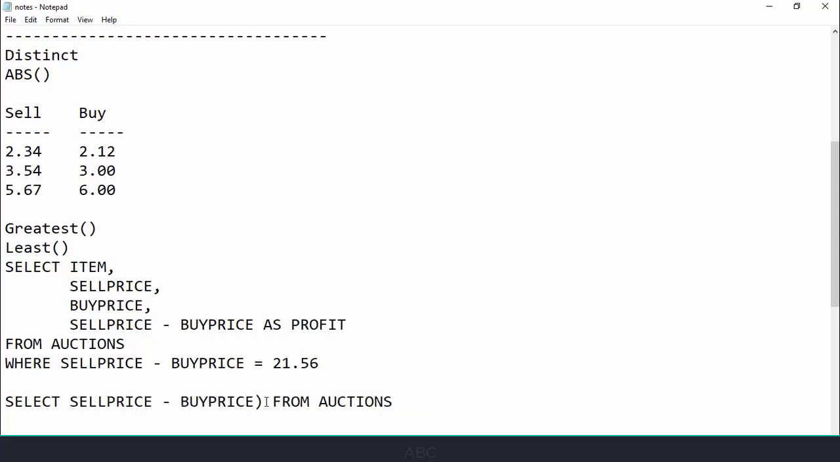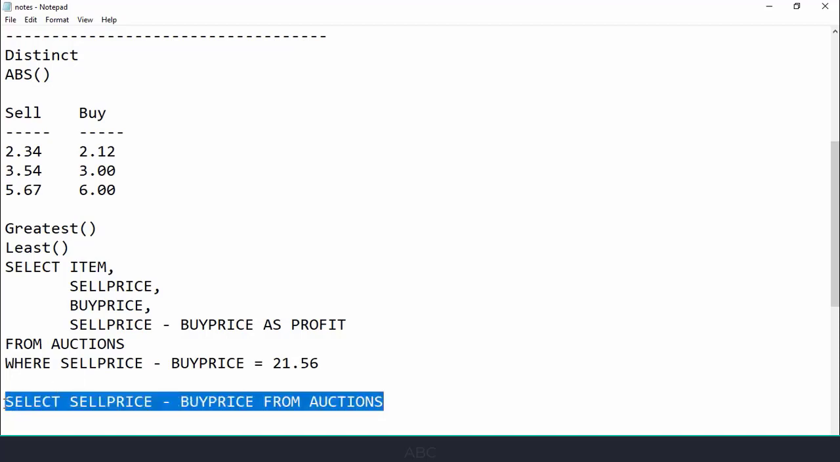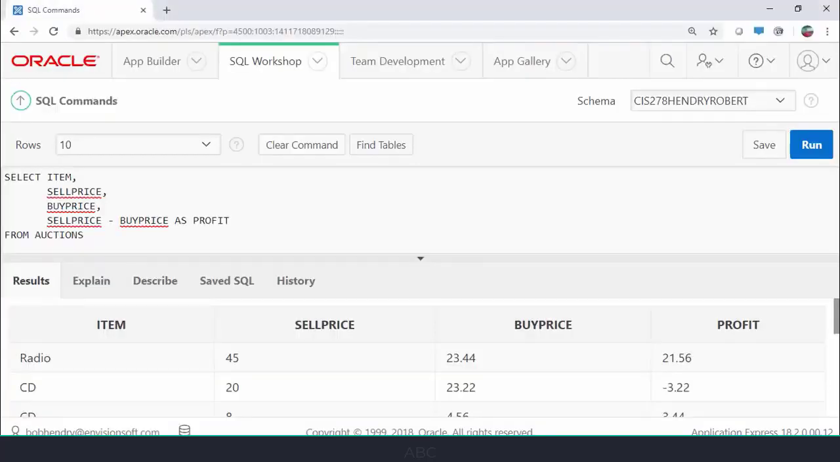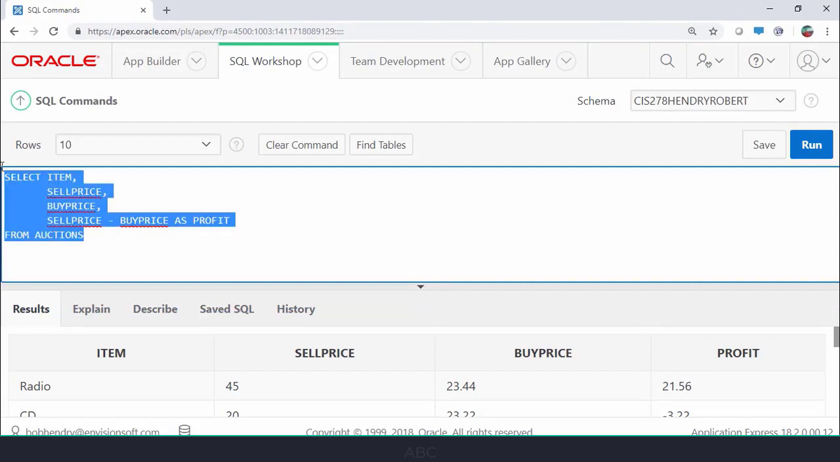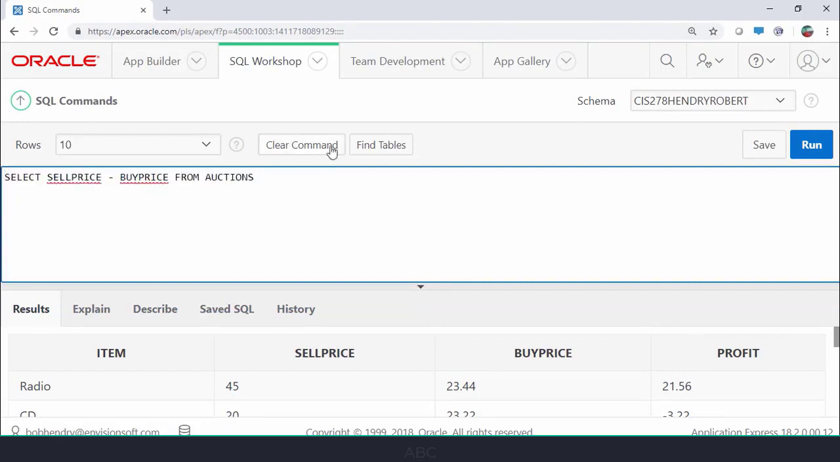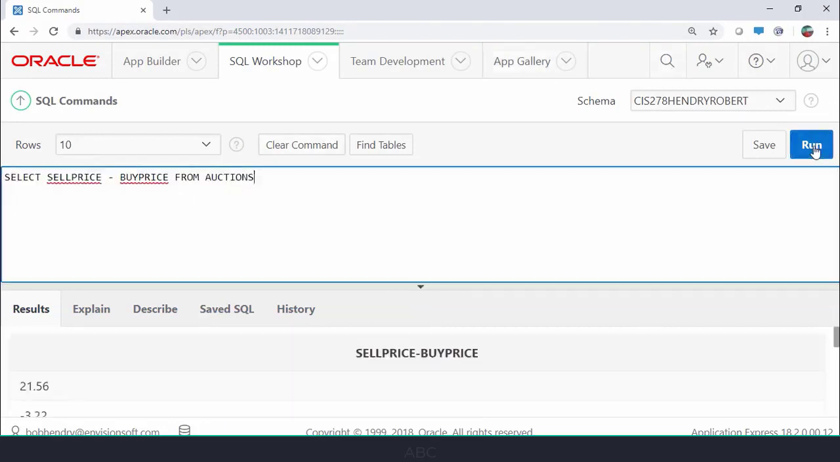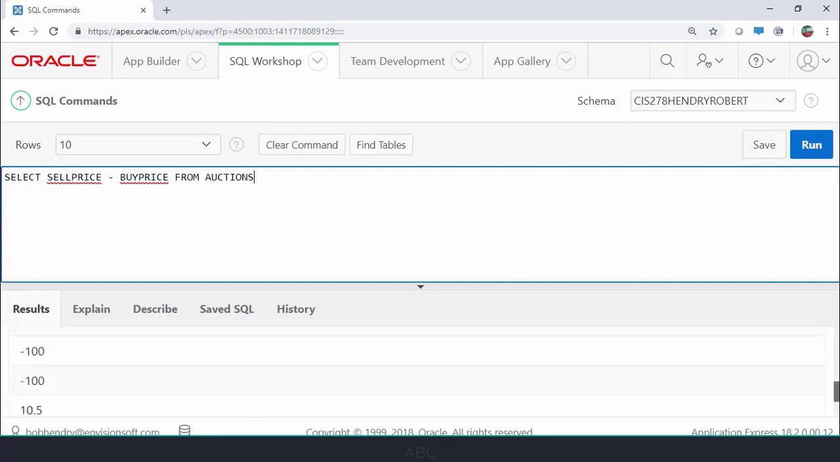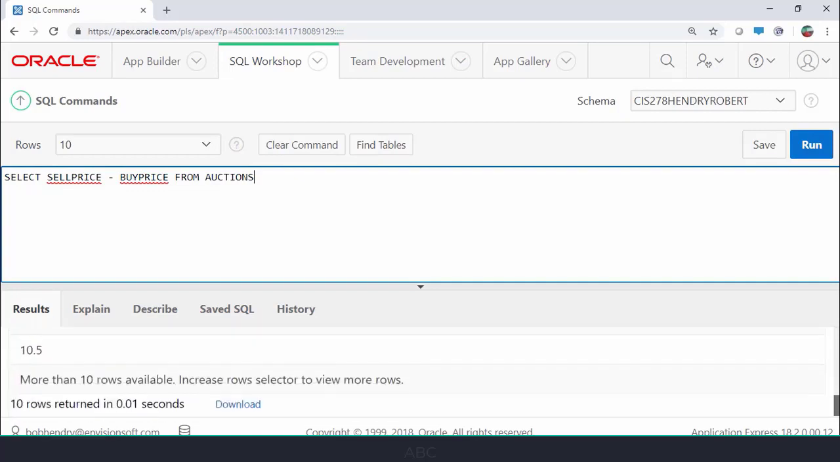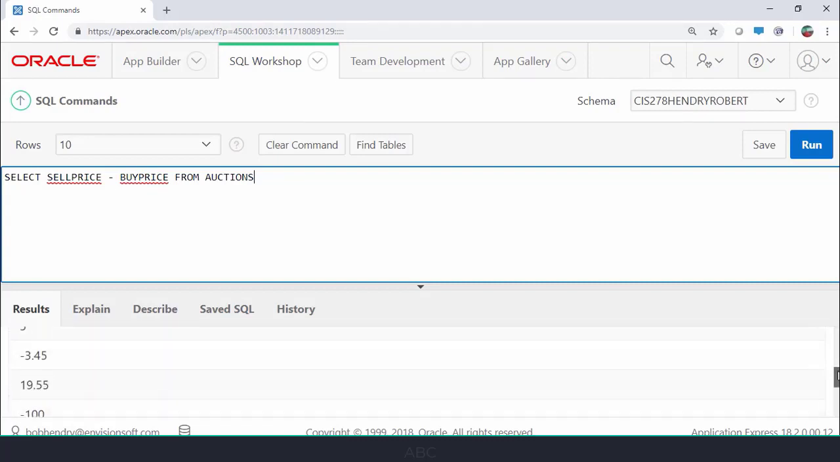See, I'm getting 100 for that, and I probably shouldn't. So let's see what the deal is. Select sell price minus buy price. Again, we're kind of going through this together. Let's see what we get for our return value. So I get negative 100, so I got losses.